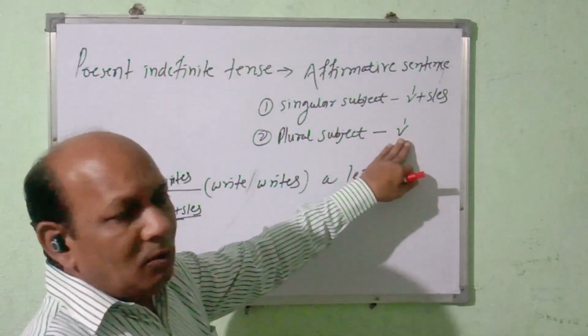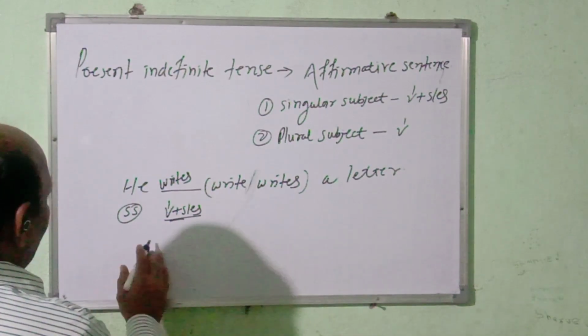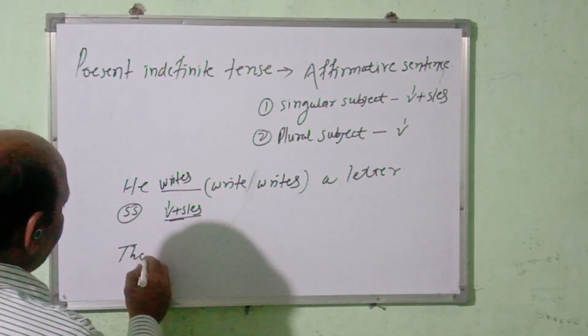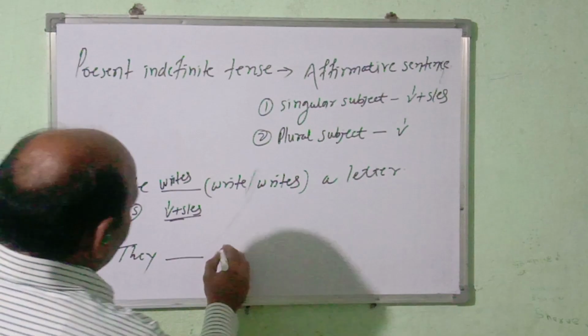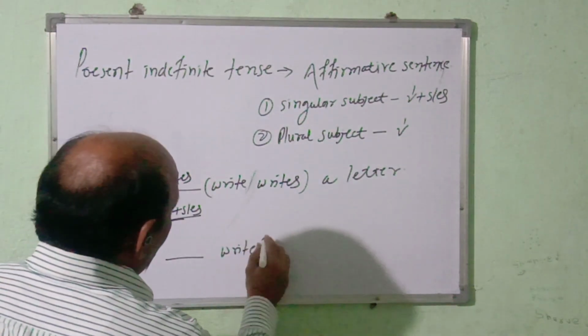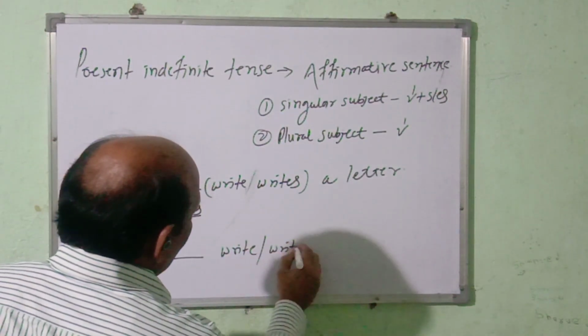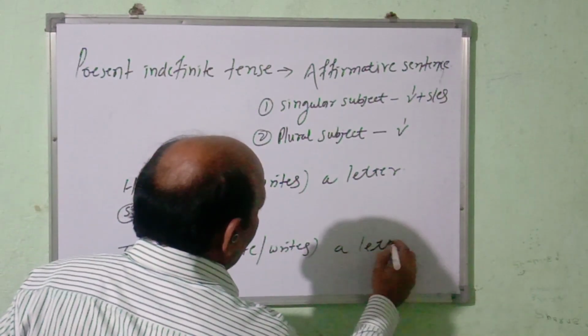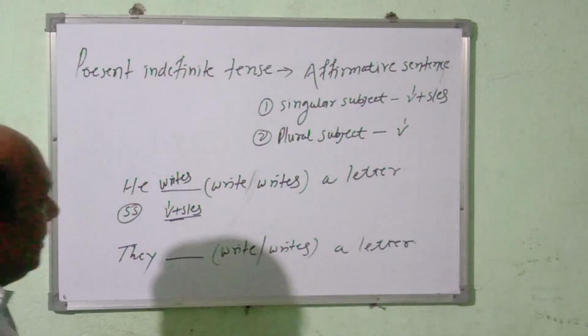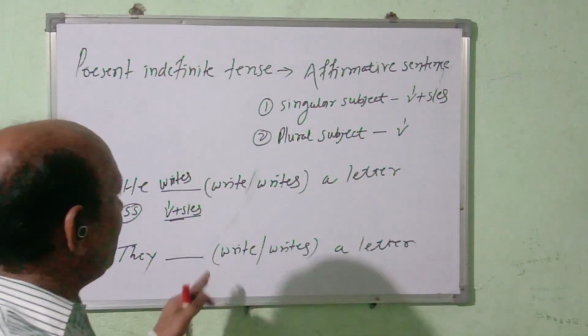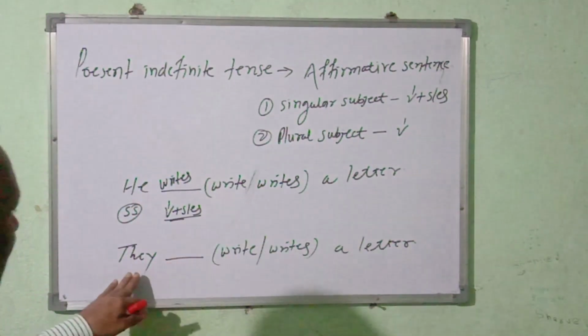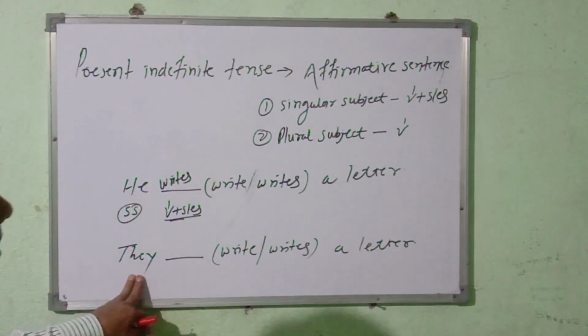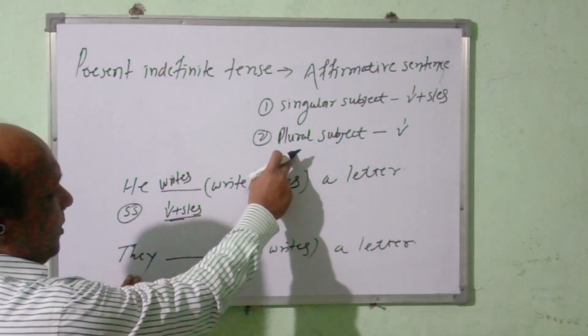Okay. Next one, when you are talking about the plural subject, at that time we have to use V1. Okay. Another example I am taking. They write or writes a letter. Okay. Which option are you choosing? That is which type of subject? That is the plural subject.